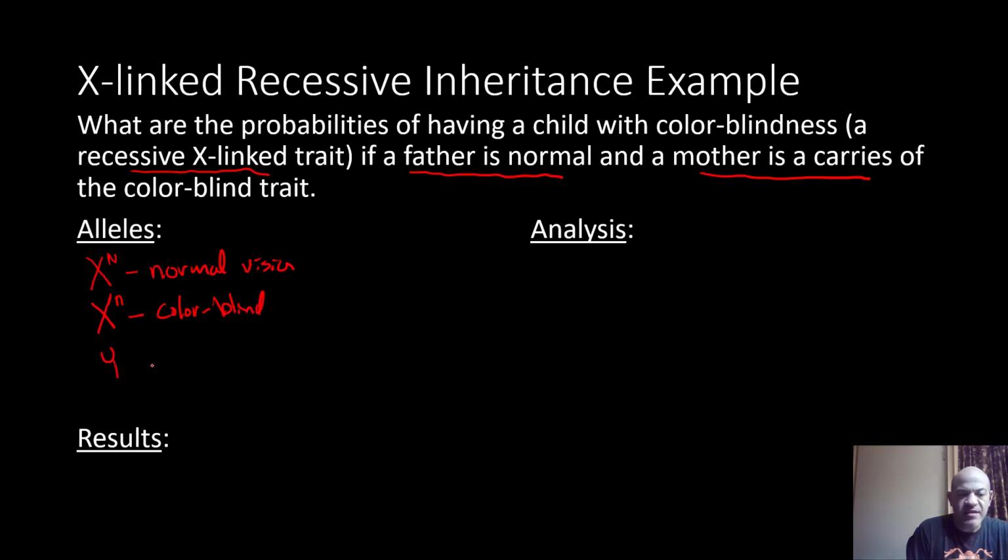And then Y does not have that allele at all because it's a very reduced chromosome. So that would be just keeping track of the Y chromosome.